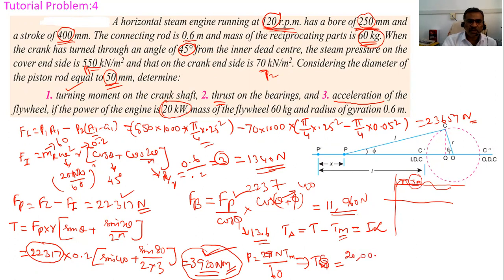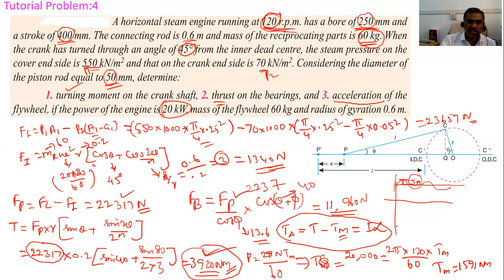So it is 20,000 is equal to 2 pi, and N is already given in this problem, it is 120 RPM. So you put 120 into T mean divided by 60. This will give T mean. T mean is equal to 1591 Newton meter.